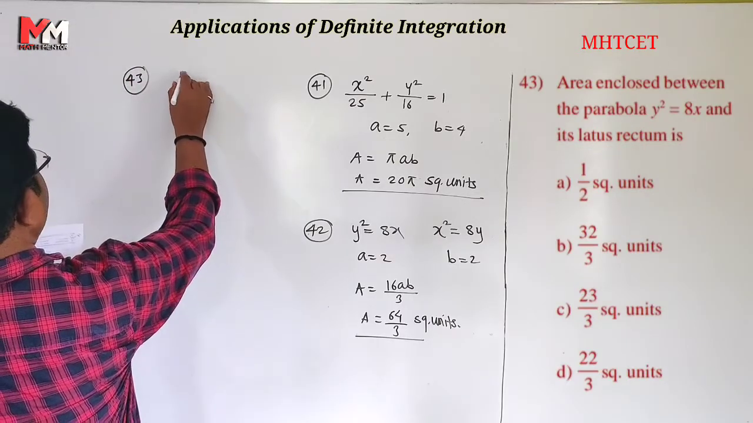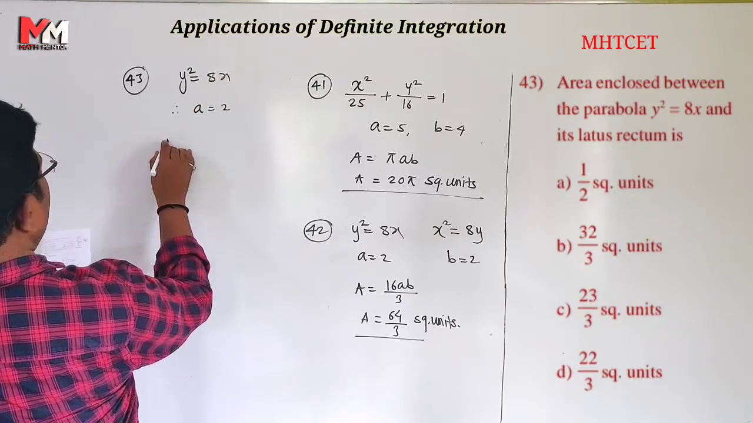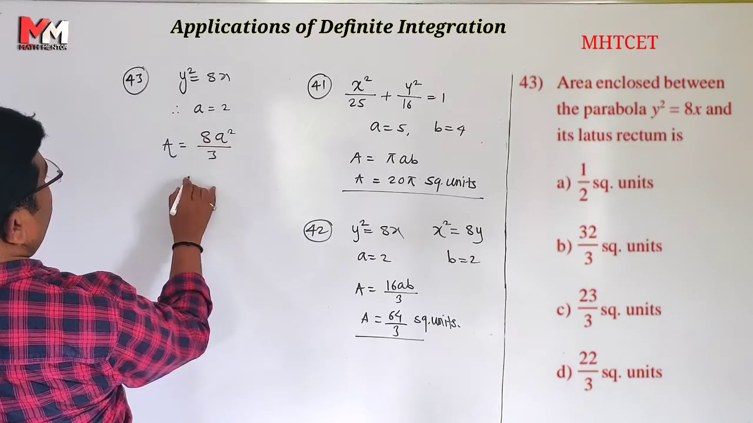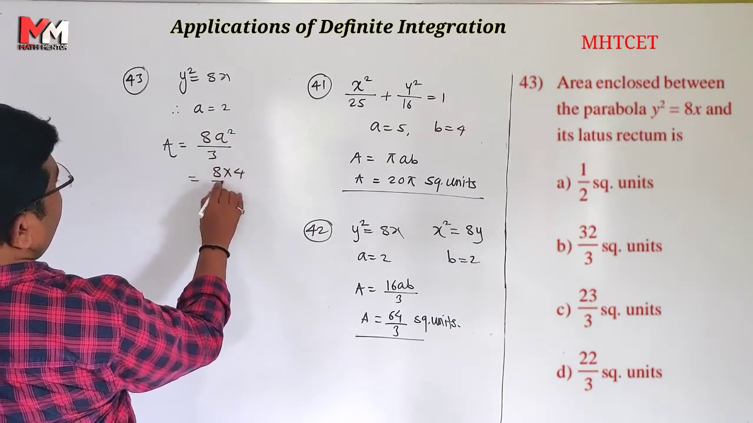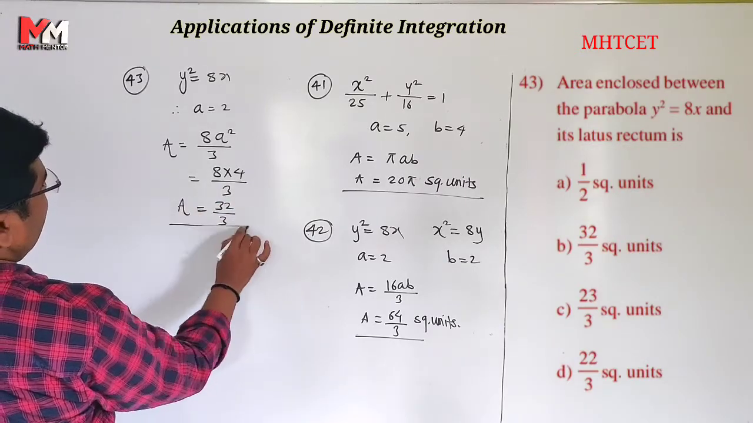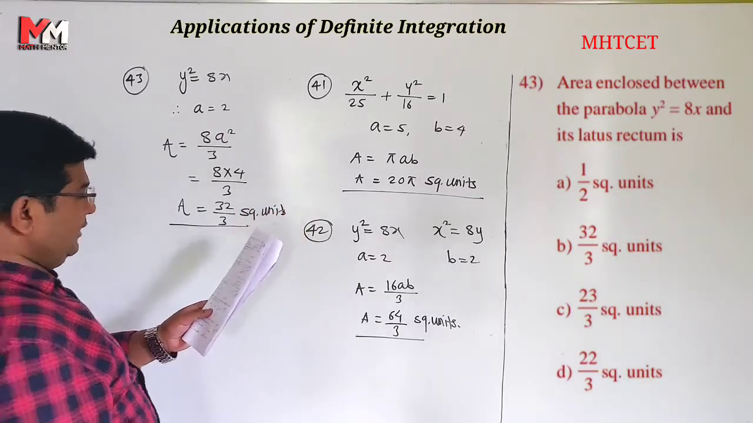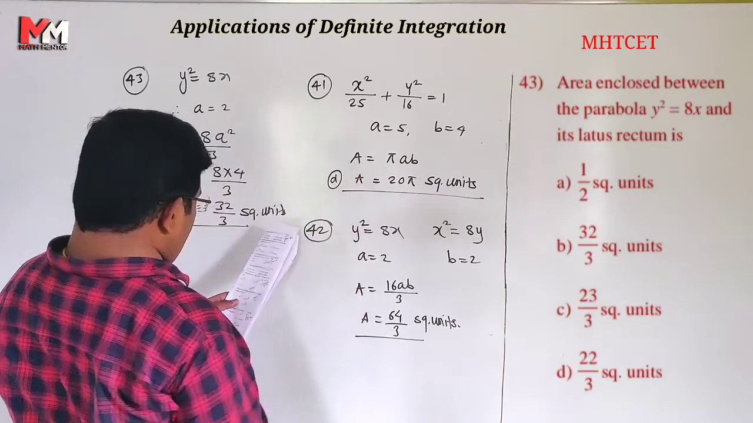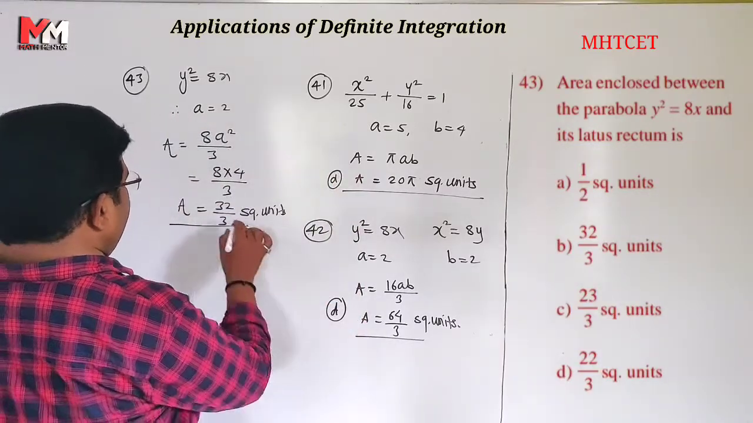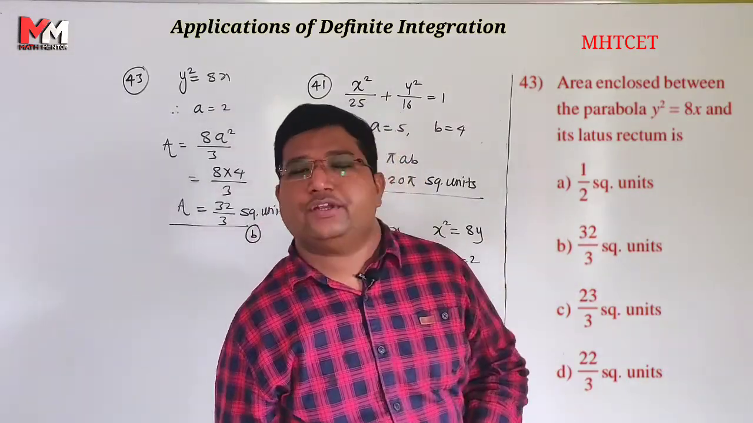Now we'll take 43. In example number 43, it is a parabola and latus rectum. What is the parabola? y square is equal to 8x, so obviously a is equal to 2. For parabola and latus rectum the shortcut is 8a square by 3, so 8 into 4 by 3, so it is 32 by 3 square units. So check the options: the answer of 41 is D, 42 is also D, and 43 is B. Okay, so this is 41, 42 and 43.